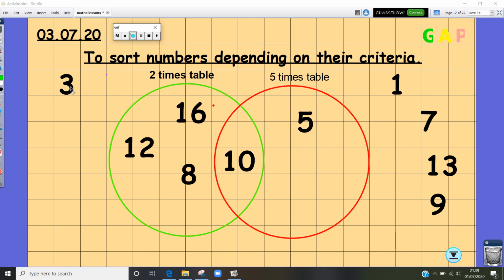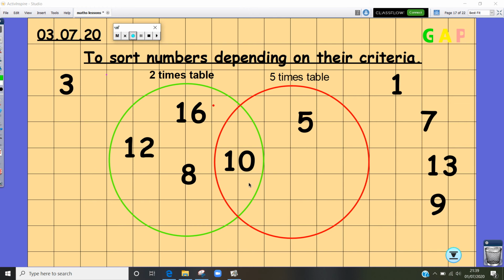Welcome back, Bumblebees. Does your sorting diagram look like my sorting diagram? I have managed to find a number that is in both the 2 and the 5 times table, and that is the number 10. Because if I count up in steps of 2, you can join in with me now: 2, 4, 6, 8, 10. So I reach the number 10. And if I count up in my 5 times table, 5, 10, I also land on the number 10. So that means number 10 is in both the 5 and the 2 times table. That's why it's in the centre here.